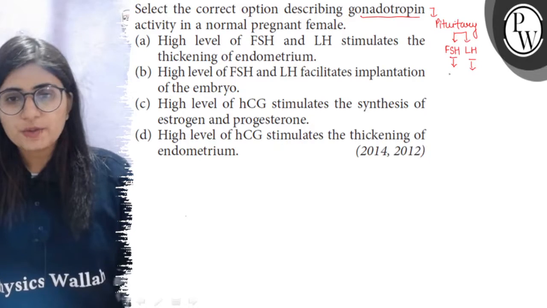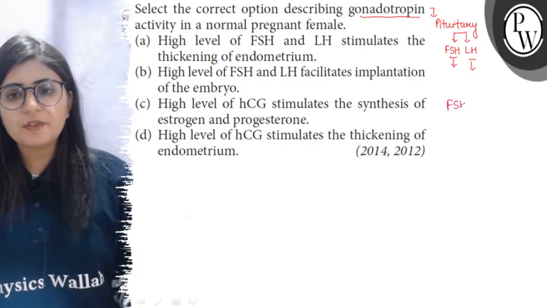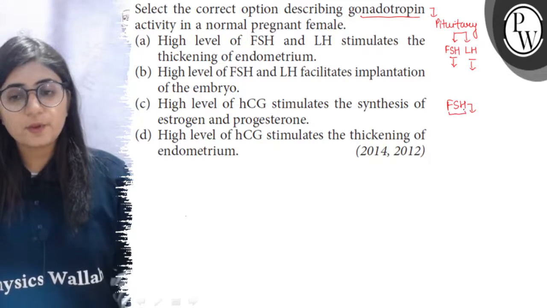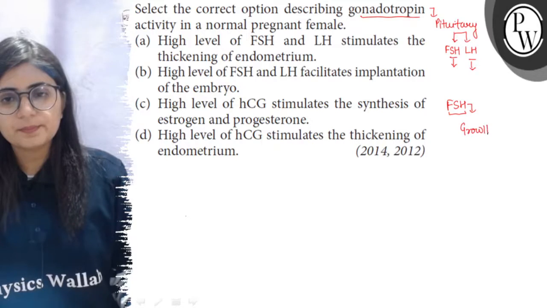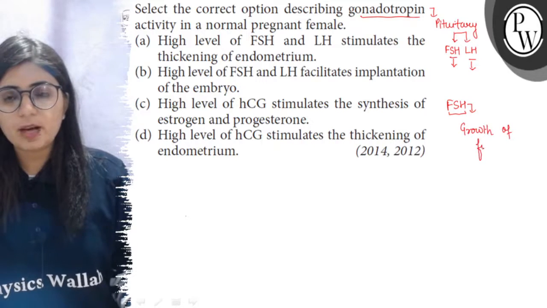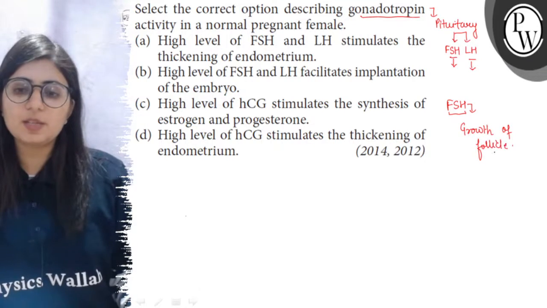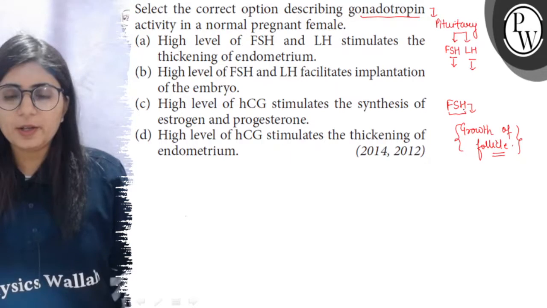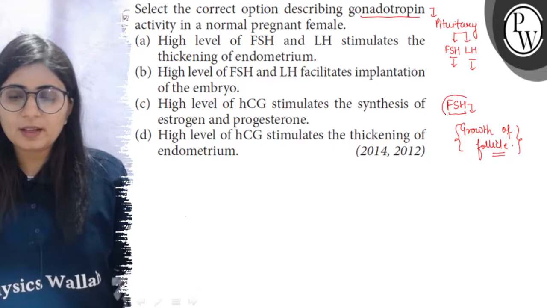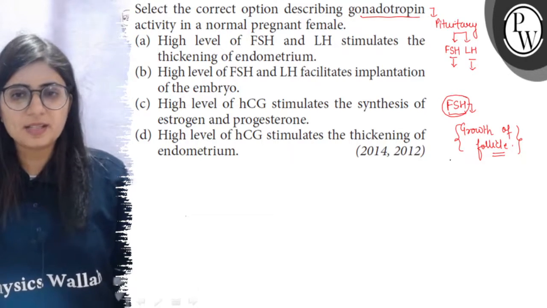So the function of FSH in a female, as the name suggests, follicle stimulating hormone, is primarily to stimulate the growth of follicles. The follicles are present in the ovary in an immature or primary follicle state, and under the influence of FSH they mature into a fully grown follicle, which is known as the Graafian follicle.